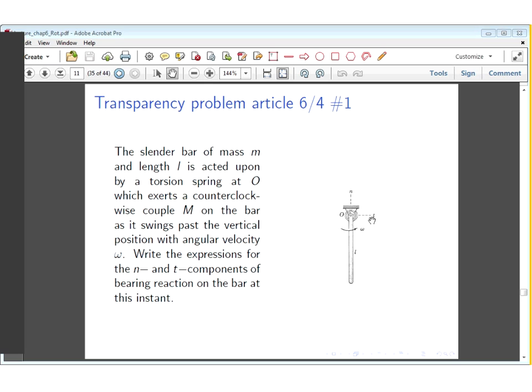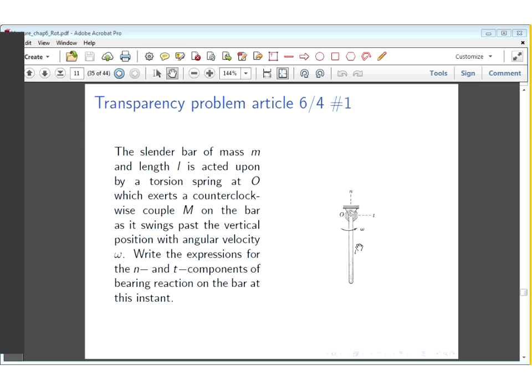The normal and tangential axis directions are indicated here. That was chosen with respect to the position of the center of mass of the bar. The center of mass of the bar, of course, is right in the middle since it's a slender bar. It's not specifically mentioned, but if it's not mentioned that it's homogeneous, you can take it that the center of mass is right in the middle of the bar, in the middle of its length, at a distance L/2 from the point of rotation.